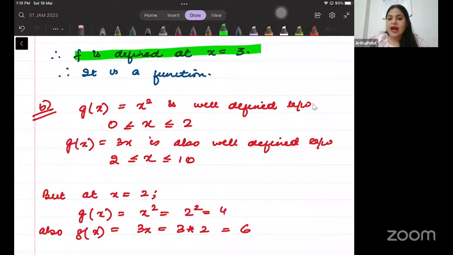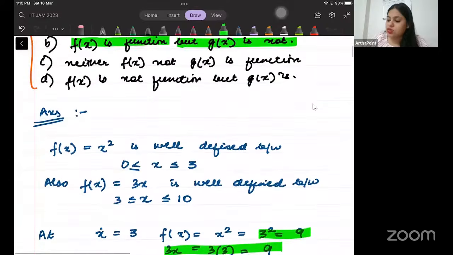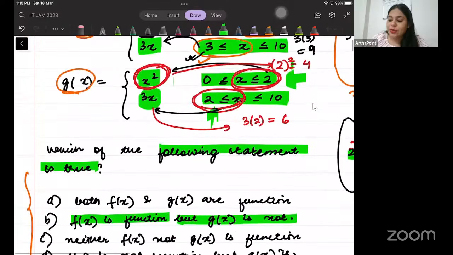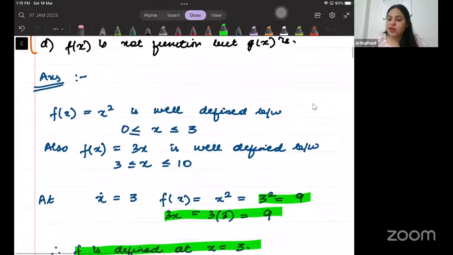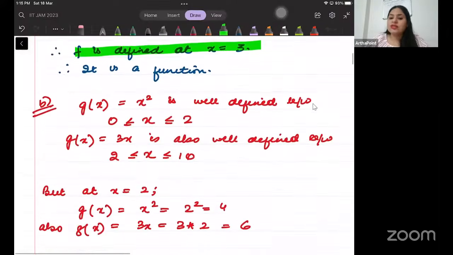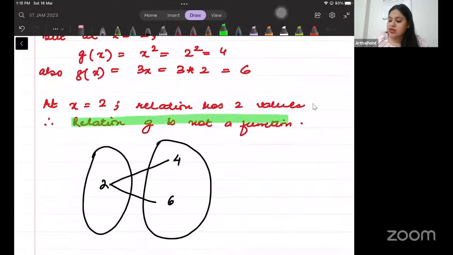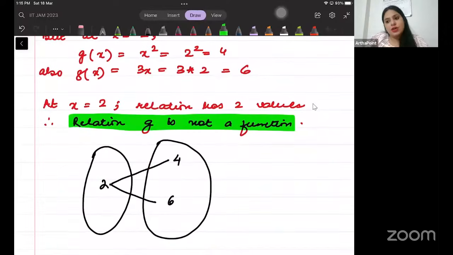not the same. I find that at x is equal to 2, because x equal to 2 is included in both, when I put it here, I get 4, but when I put it here, I get 6. I do not get the same value of the function. So this relation G is not a function.